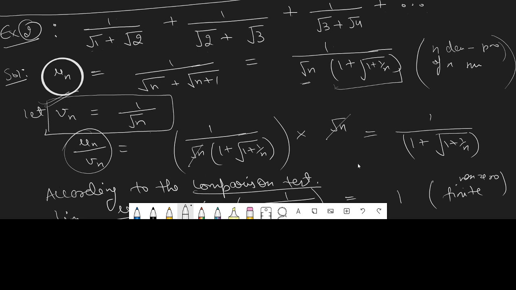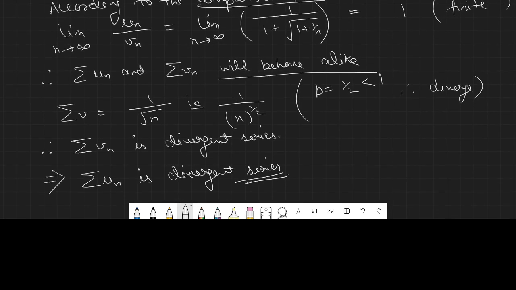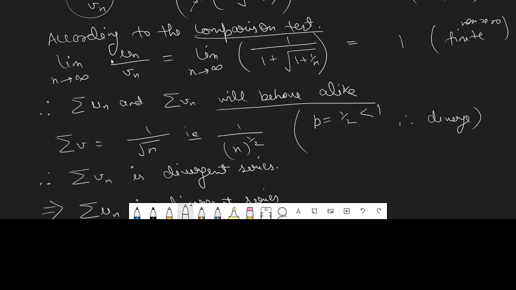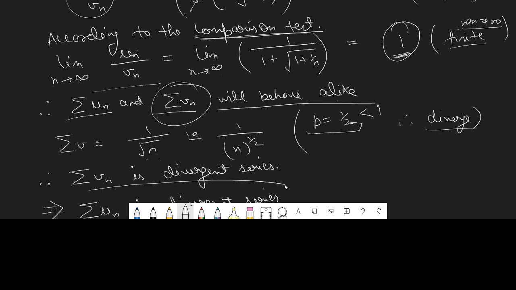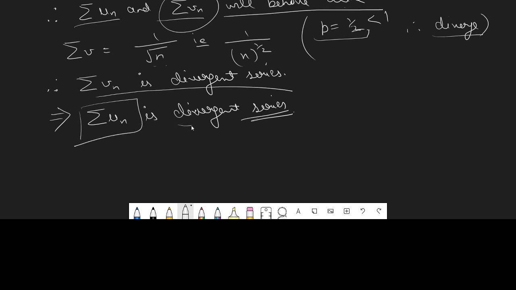If you find the ratio, it will be 1 divided by (1 plus root of 1 plus 1 by n). According to the comparison test, we need to find the limit as n tends to infinity of the ratio un by Vn. After applying the limit, the answer is 1, which is non-zero and finite. So according to the comparison test, both series will behave alike. We know the behavior of Vn is 1 by root n, and as p equal to half is less than 1, it will diverge. So Vn is a divergent series, and from that we can conclude that un will also be a divergent series.